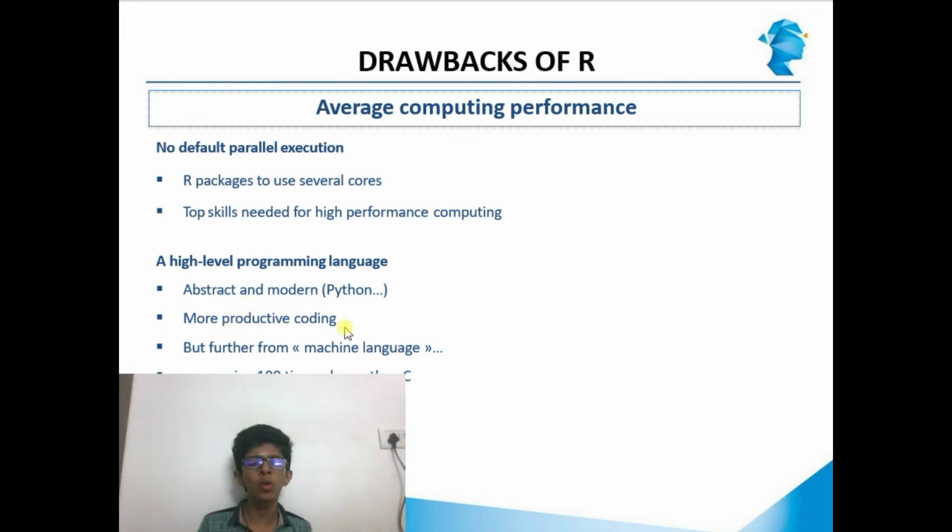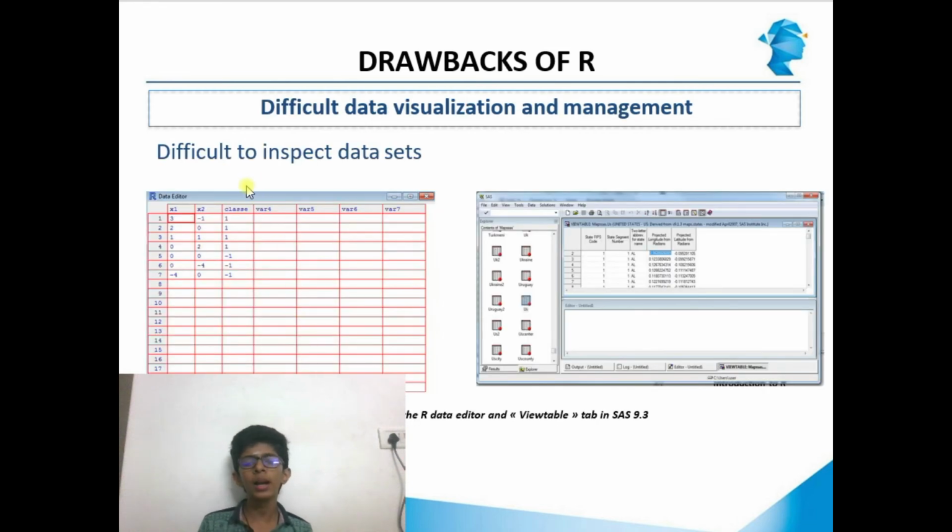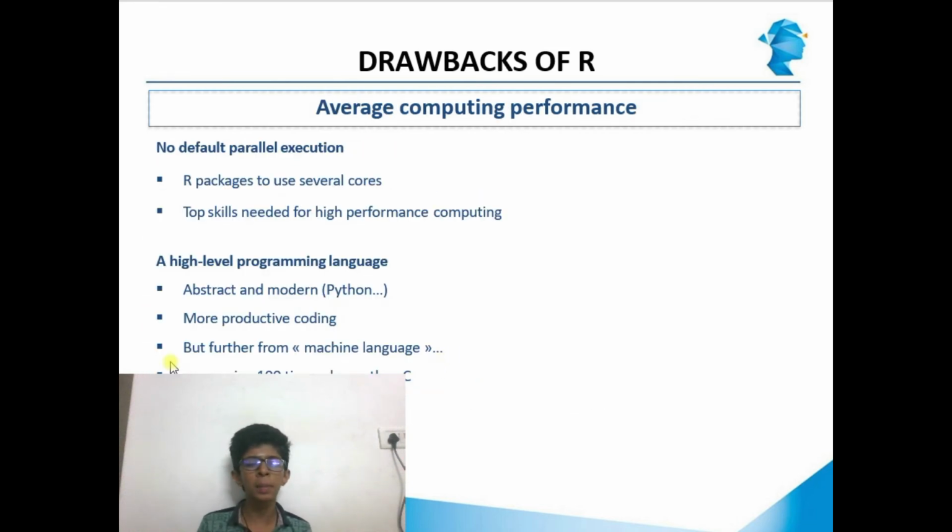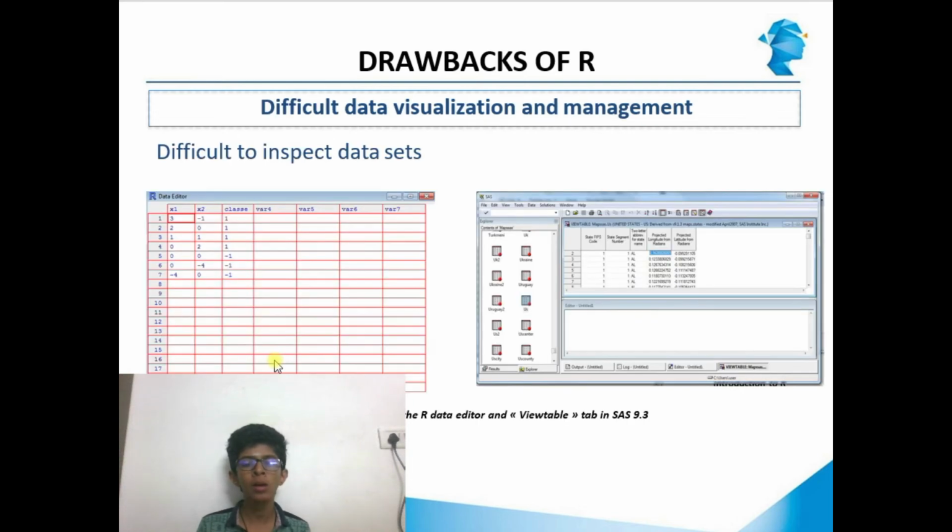And high level programming languages with more productive coding are further from a mechanical language and machine language, meaning R is 100 times slower than C. And actually C is a basic language, but R is 100 times slower than C. Lol. Okay, difficult data visualization and management.